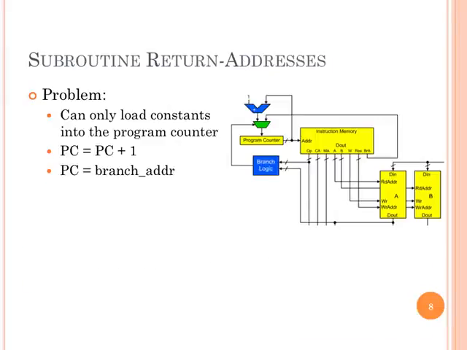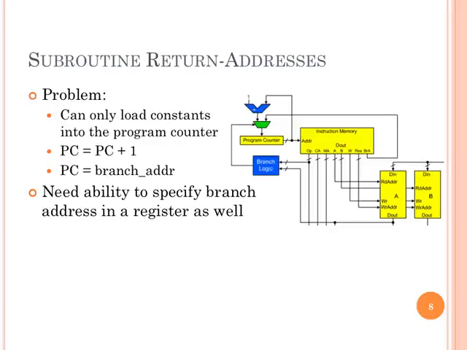Okay, so here's our logic, and you can see that right now our design just simply doesn't support taking an address from a register. Right now, you look at where the wires go. The wires go either from the instruction memory into the program counter, or they go from the program counter plus 1 into the program counter. So that's really the problem. We're going to have to change this logic here.